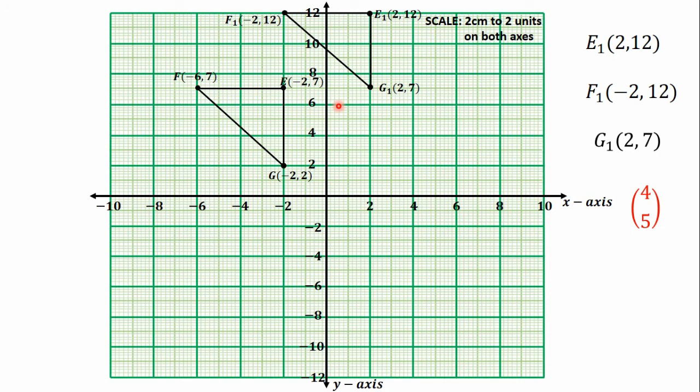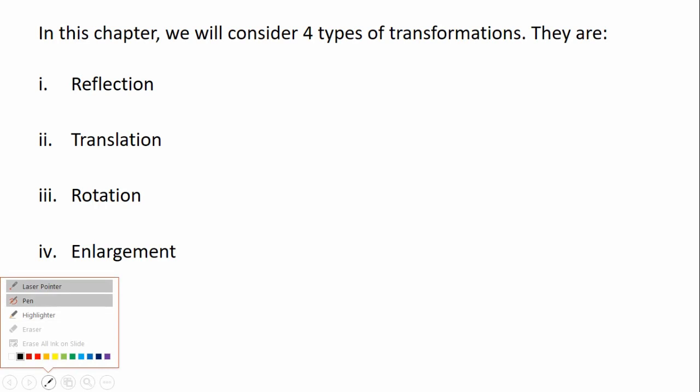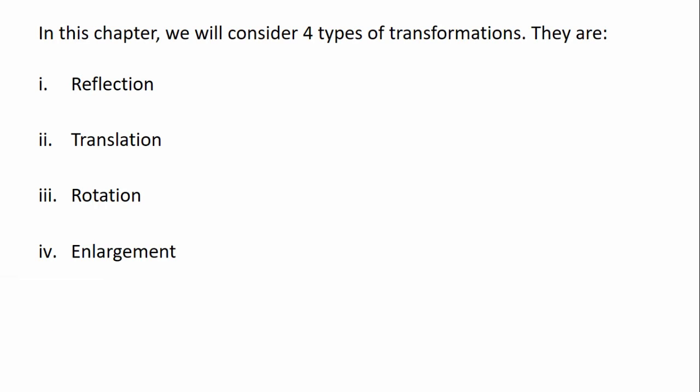When you translate an object from one point to another in the xy plane, it does not change in size, it does not change in shape. It only changes in position. So we can say that translation of an object in the x and y plane is also an example of a rigid motion. In the introductory video to this chapter, we said that we will consider 4 types of transformations. So far, we have considered reflection and translation. In the next video, we are going to learn about rotation.